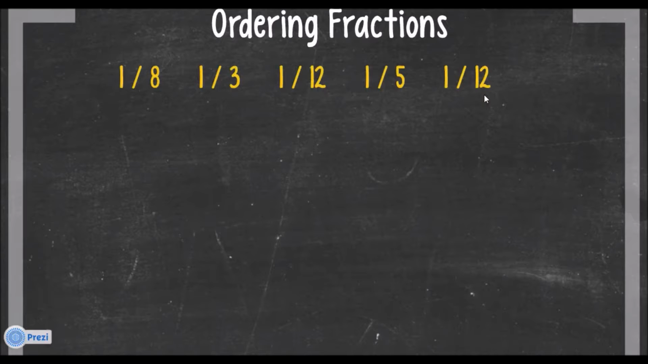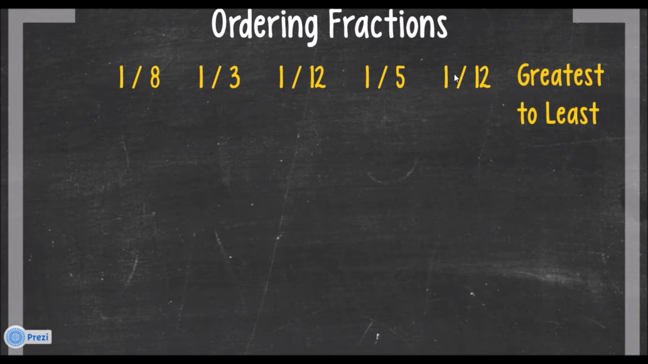Okay, ordering fractions. So I have 1/8, 1/3, 1/12, 1/5, and 1/12 again. Okay, I think it's supposed to be 1/10 somewhere in there. But I'm going to put them in order from greatest to least. I want you to pretend one of these is 1/10 as well. Okay, I want you to try to do that on your own. I would use method number 1 that I taught you, looking at unit fractions. So you're going to compare the denominators and put them in order based on that. Okay, pause the video and then come back and check.